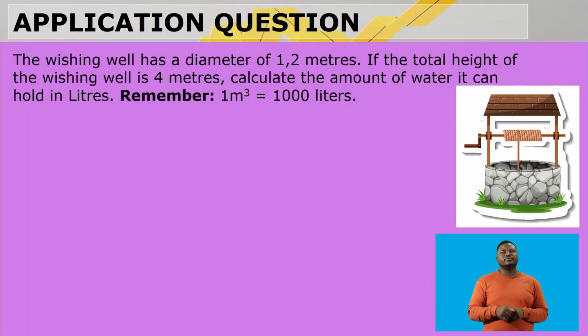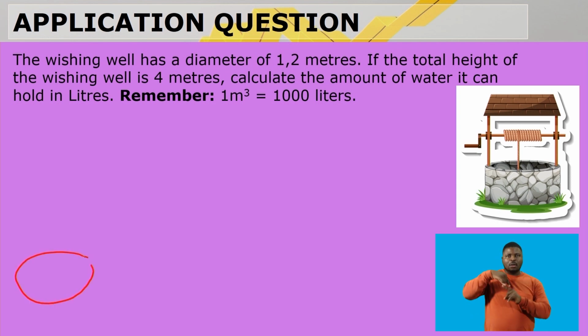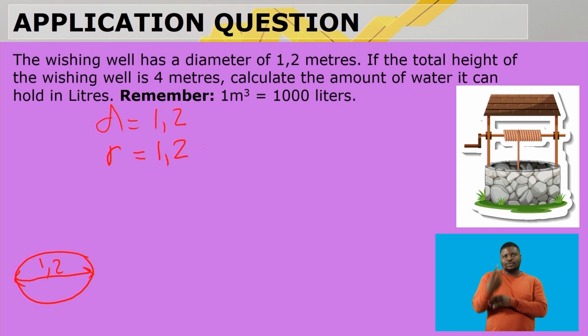The wishing well has a diameter of 1.2 meters. If the total height of the wishing well is 4 meters, calculate the amount of water it can hold in liters. So we've got the base of the wishing well, which is a circle, and the diameter is 1.2. So we need to calculate the radius first. So the radius is going to be 1.2 divided by 2, which is 0.6 meters.